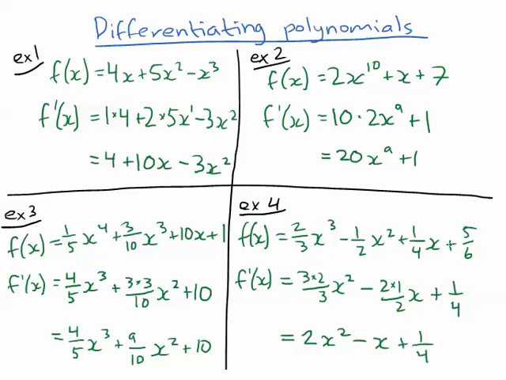So you see the number at the end here in all of them, when we differentiate it, that just disappears. So the 5/6 here just disappeared, the plus 1 here just disappeared, and the plus 7 just disappeared. So when you're differentiating, if your original function has a number without any x's on it, then when you differentiate it, that just disappears.